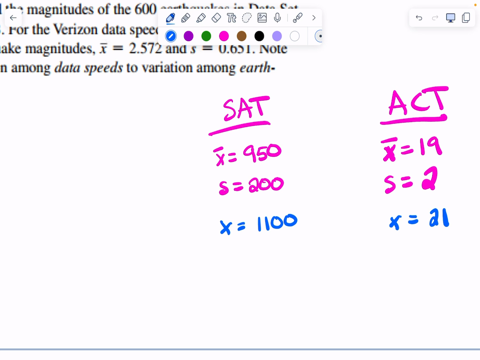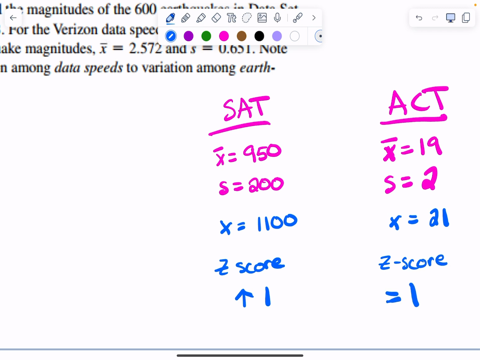Better on the ACT, because it's farther away. The range is smaller. On the SAT, that's less than one standard deviation, while on the ACT it's more than one standard deviation. That's something called a z-score, which we'll get to. My z-score on the ACT would be above 1, and on the SAT my z-score would be exactly 1.